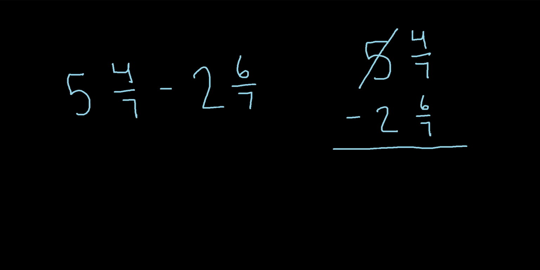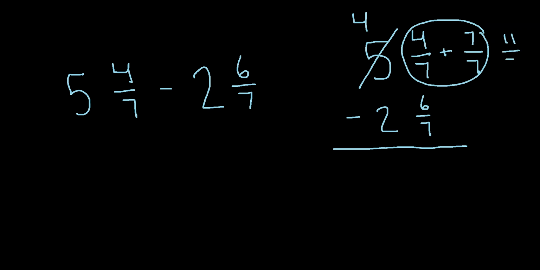So make this whole number 1 less. So 1 less than 5 is 4. So this becomes a 4, and we get to add one whole number in the form of a fraction with the same denominator. So that would be 7 over 7, because we said when the numerator and denominator are the same, this fraction is just equal to 1. So we're just adding 1. So 4/7 plus 7/7, this now becomes 11/7.